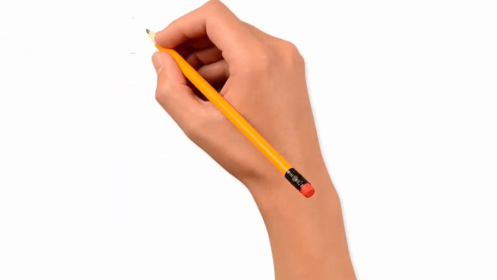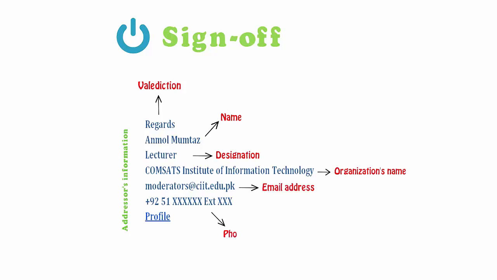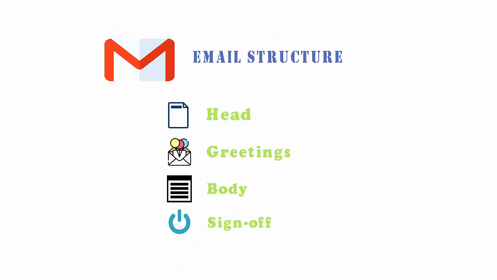The sign-off is about the sender. It starts with a valediction, such as regards or sincerely. Then comes the addresser's information, which includes name, designation, organization's name, email address, phone number, and web address. A student should present the registration number in the sign-off when emailing their moderators. This sums up the structural elements of an email.